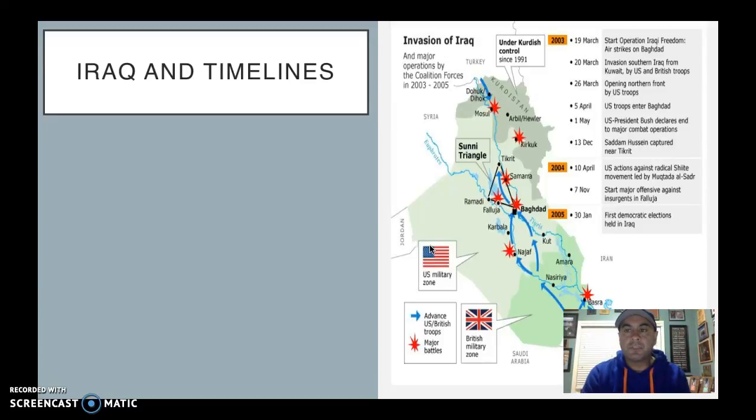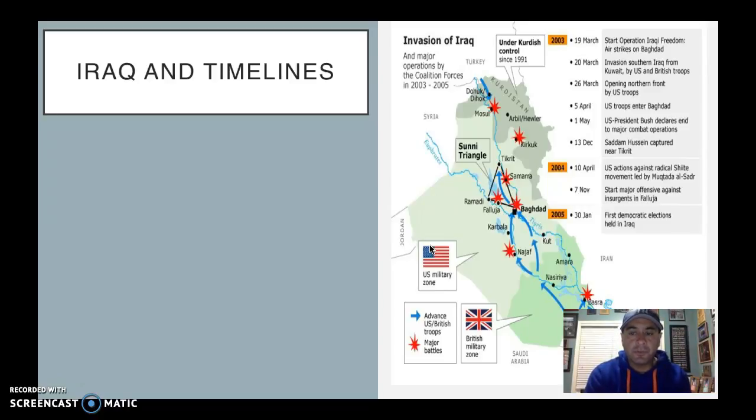13 December, Saddam Hussein captured near Tikrit. That was near a hometown of his. 10 April, U.S. actions against radical Shiite movement led by al-Sadr. 7 November, start a major offensive against insurgents in Fallujah. And 30 January, you have your first democratic elections held in Iraq. So obviously, the first 6 months were big campaigns to take over Iraq, and afterward, it was a big deal to start getting the government of Iraq going.